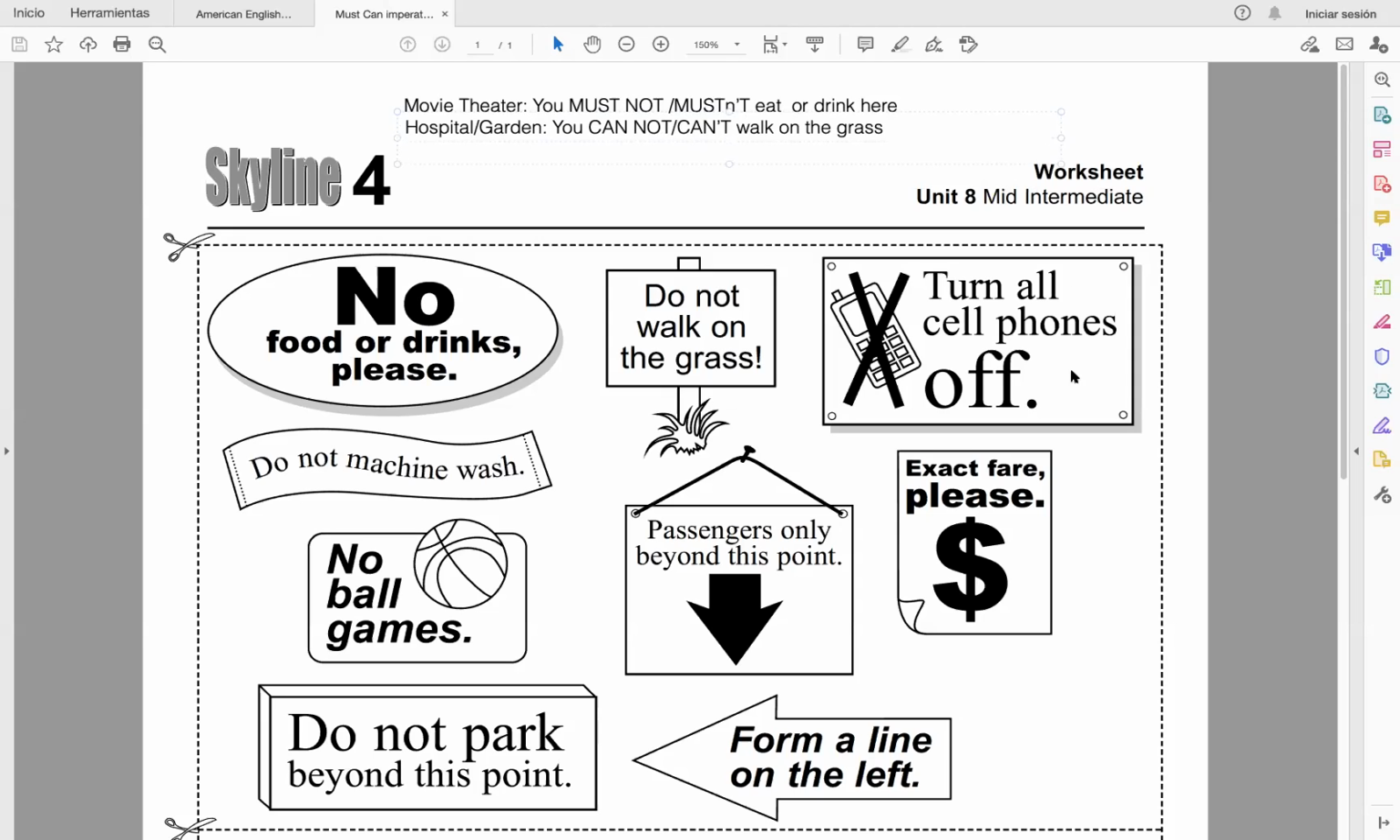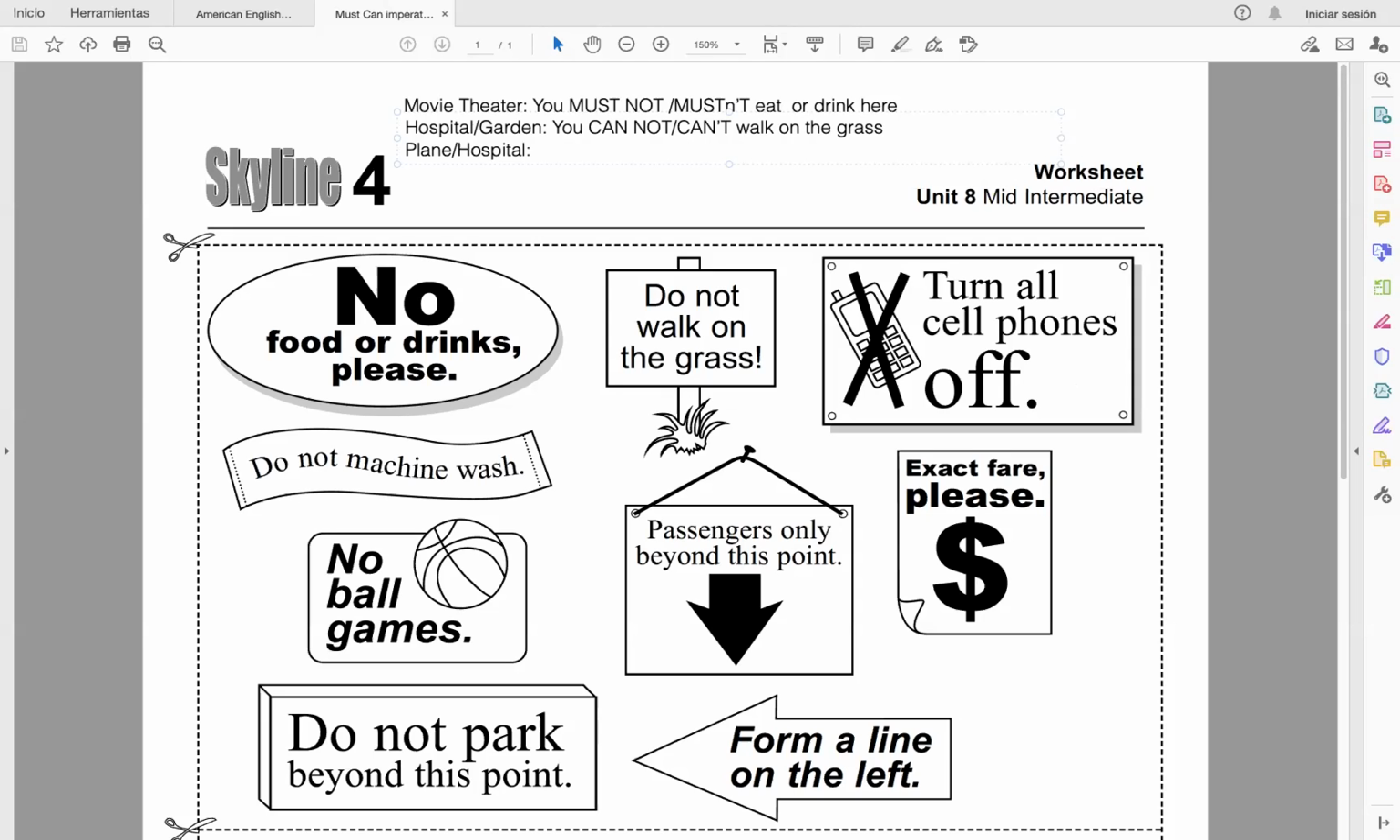It says, turn all cell phones off. Where can we find that sign? Could be in a hospital again. In a plane? Oh, that's a good one. Could be on a plane. Yeah, that's a good one. On a plane. Okay, let's put a plane and let's put also a hospital. Usually in hospitals, they say, okay, turn off your cell phones because they can affect the machinery or the machines connected to the patients. Okay.